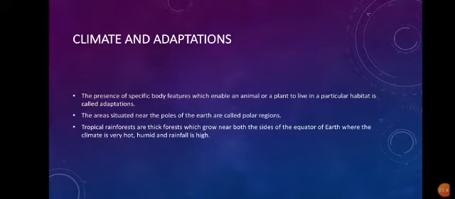Before that, let me tell you what a tropical rainforest is. Tropical rainforests are thick forests which grow on both sides of the equator of the earth, where the climate is very hot and humid and rainfall is high. Why? Because, as we all know, the equator receives the maximum amount of heat from the sun. Since it receives the maximum amount of heat, the water cycle there will be quite natural, isn't it?